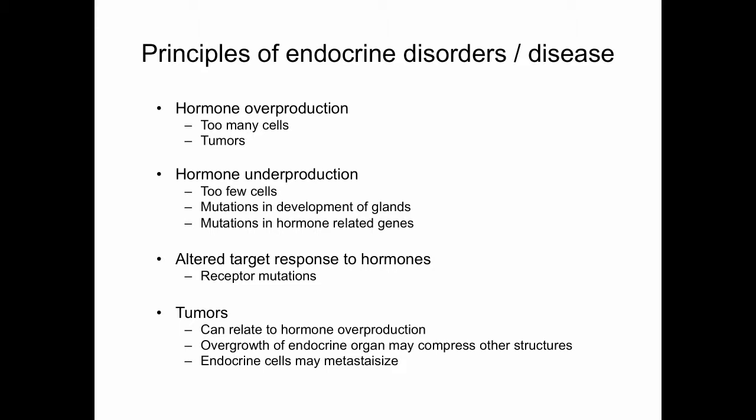There may be altered target responses to hormones, so perhaps there are receptor mutations, and then tumors in general might relate to hormone overproduction. You might have overgrowth of endocrine organs that might compress other structures, and endocrine cells might even metastasize to other areas of the body. So just some general principles to keep in mind as you reflect on integrating endocrine histology with physiology, and then as you go on in pathology.